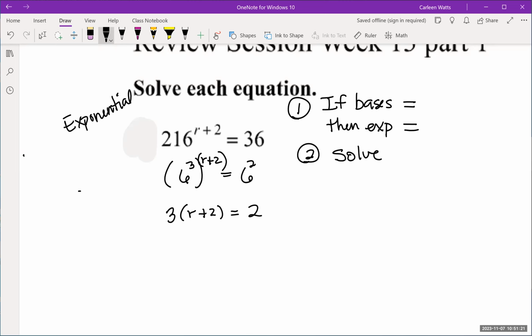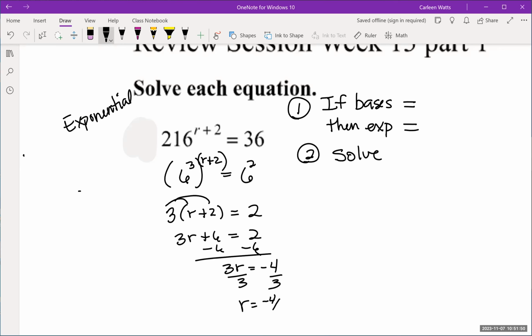I can either distribute or divide both sides by 3. Do I want to divide both sides by 3? Nah, I get a fraction. Distribute. So 3r plus 6 is equal to 2 minus 6. 3r is equal to, what is 2 minus 6? Yeah, -4 divided by 3. R is equal to -4/3.